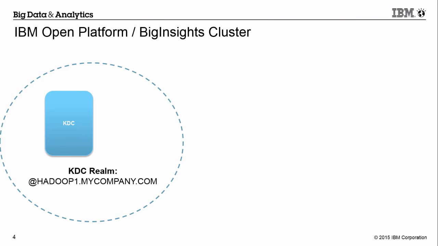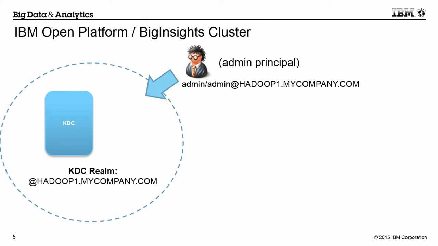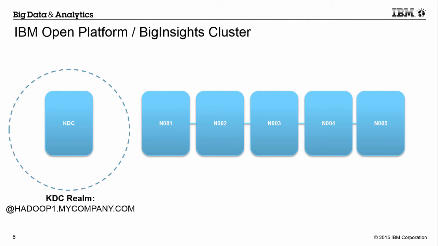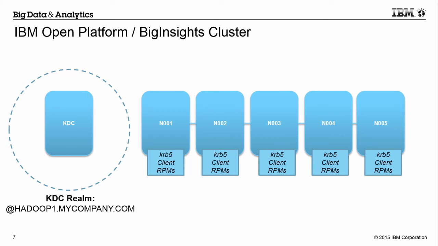So now we're done. And at this point, we have set up our KDC server, we've set up our realm, and we've set up our first principal who has administrative rights to create additional principals on the KDC node. But of course, our Hadoop cluster is not yet part of that KDC realm. What we need to do is install the Kerberos clients on the nodes.